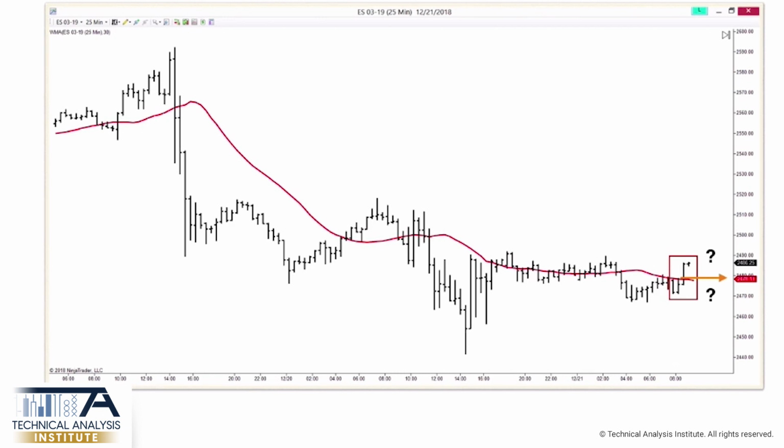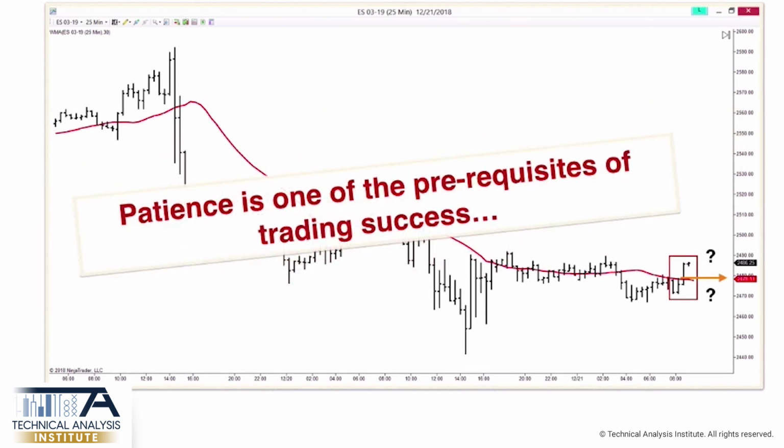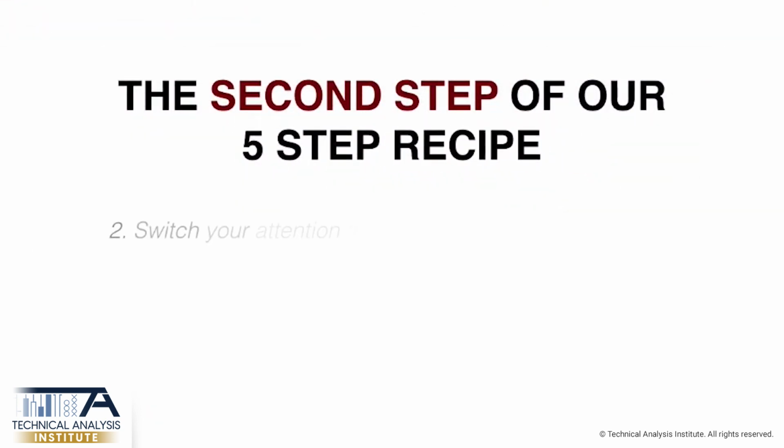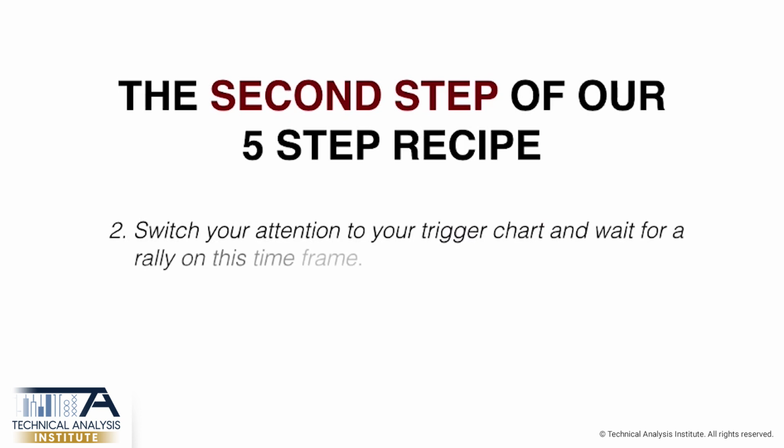Sometimes the preparation for a trade opportunity takes longer than we would want, and sometimes it doesn't happen at all during our trading session. So patience is one of the prerequisites of trading success. The second step is to switch your attention to your trigger chart and wait for a rally on this time frame. It is now past 11 a.m.